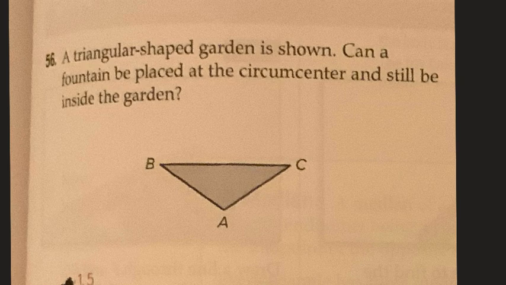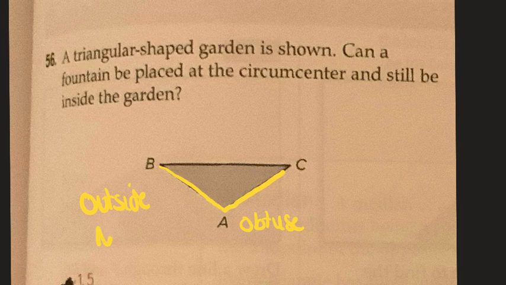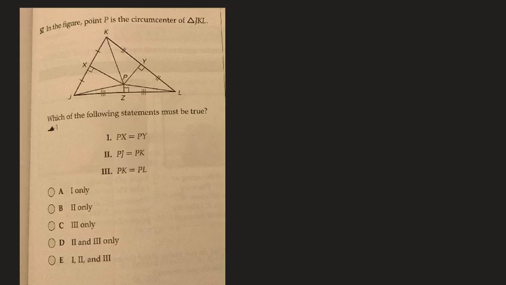So if you twist your head, look at it just the right way, angle A is obtuse. In an obtuse triangle, the circumcenter is outside of the triangle, so the answer was no. The fountain would not be inside the garden, the fountain would be outside of the garden because we have an obtuse angle, obtuse triangle. Isn't this fun? Okay, here's our next question.